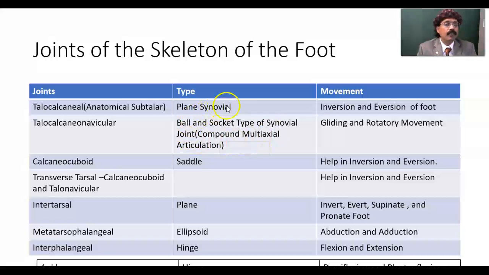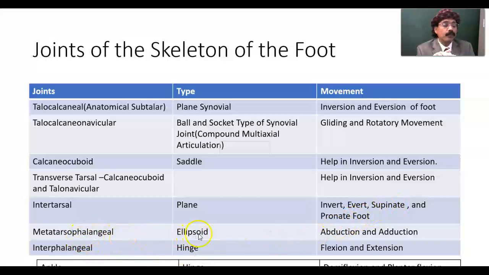So what is the calcaneocuboid joint? The calcaneocuboid is a saddle type of synovial joint that helps in inversion and eversion. The transverse tarsal joint, the calcaneocuboid and talonavicular joints, help in inversion and eversion. The intertarsal joint is a plain type of synovial joint. Inversion, eversion, and partly supination and pronation, not like that of the hand, but here also there is supination and pronation.